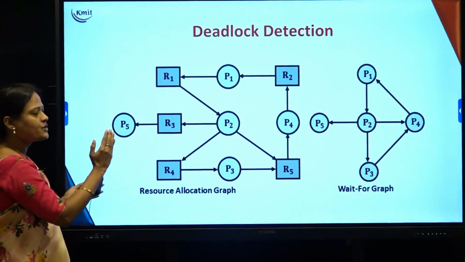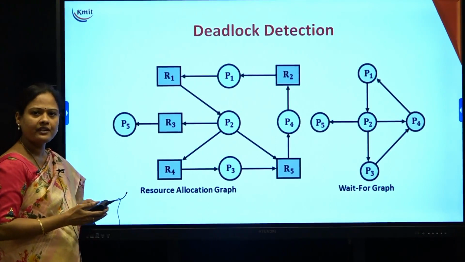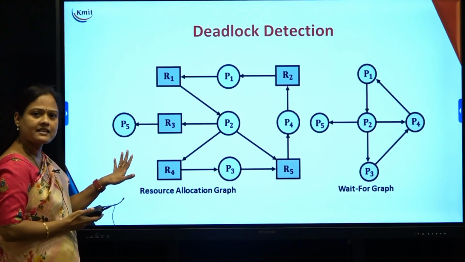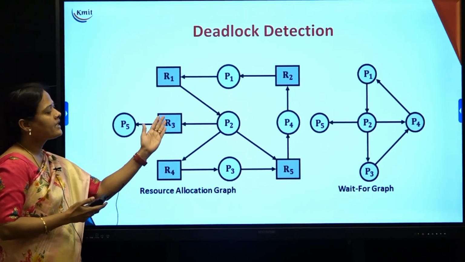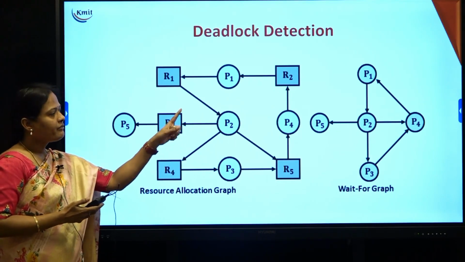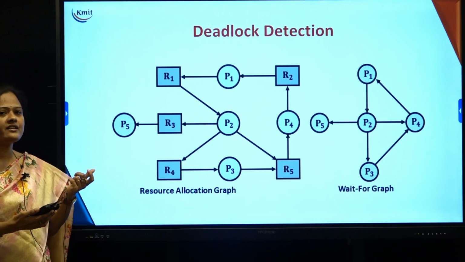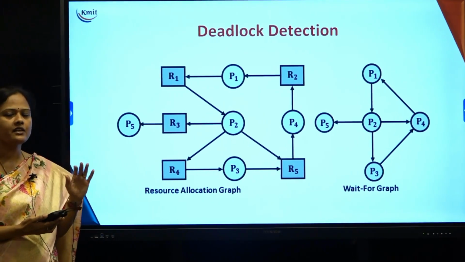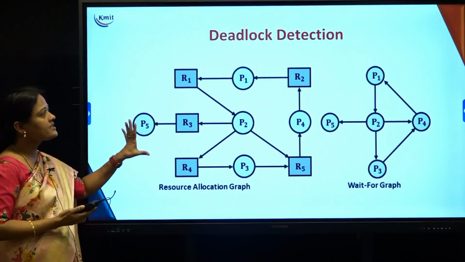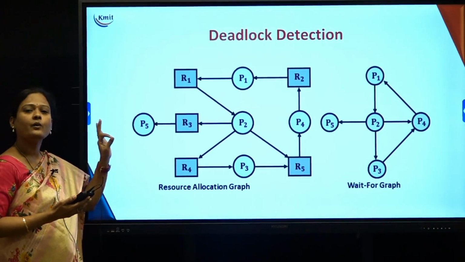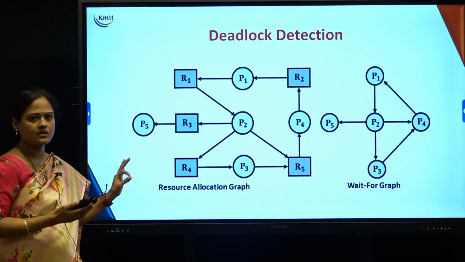So, since you cannot directly construct a wait for graph, we first construct a resource allocation graph and derive a wait for graph from it. From the wait for graph, if you have a cycle, you say that there is a deadlock, and if you do not have a cycle, you say that there is no deadlock. So, this is the process of detecting whether you have a deadlock or not.